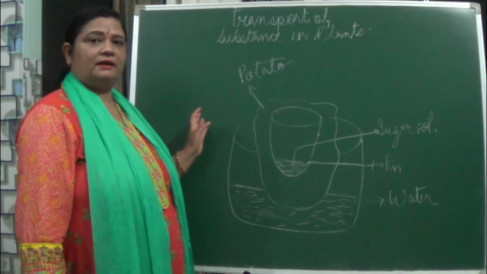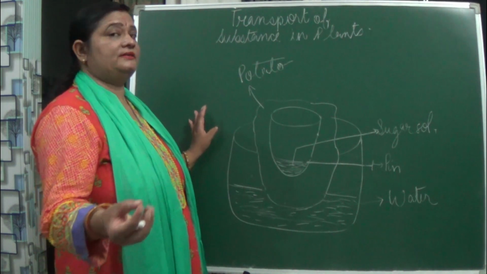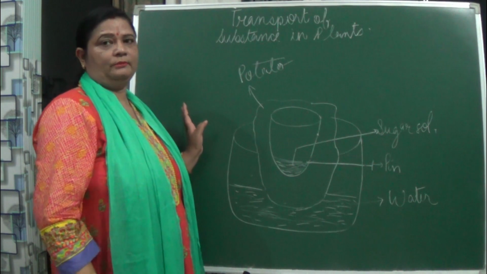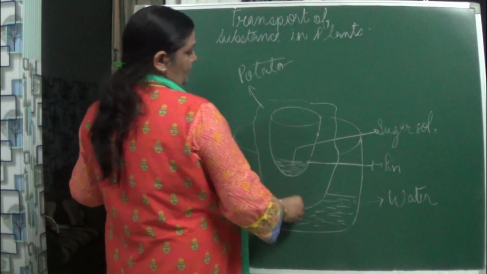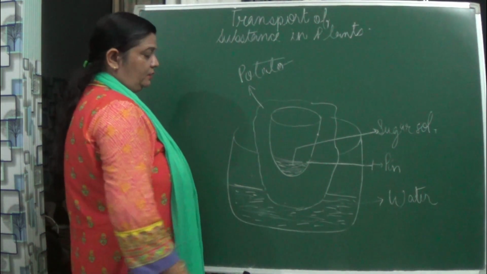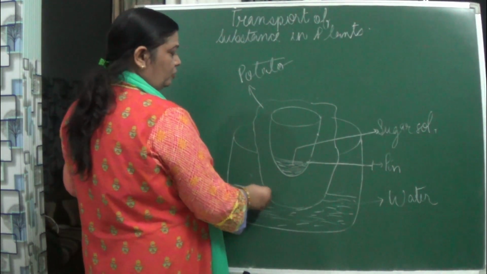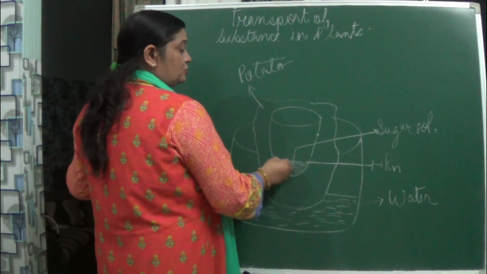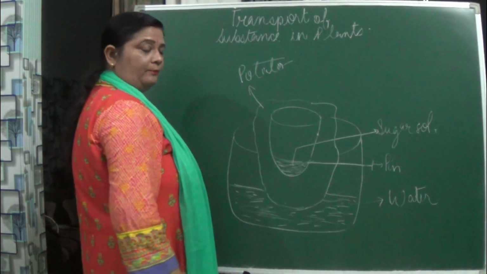So now let us see an experiment which shows how root hairs take in water and it reaches the xylem. For that you have to take a potato and cut it from the middle, making a hollow space over there, and then keep it in a beaker consisting of water. Mark the water level where it is, and you have to put what? Sugar syrup inside this hollow area. Mark it with a pin.